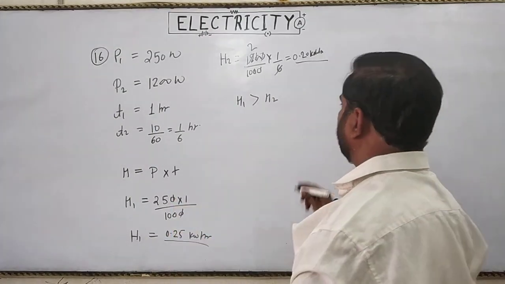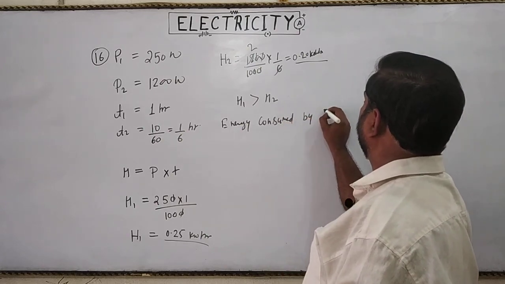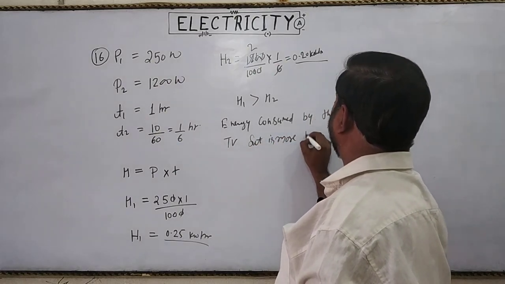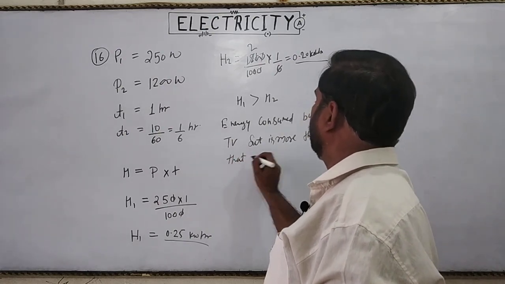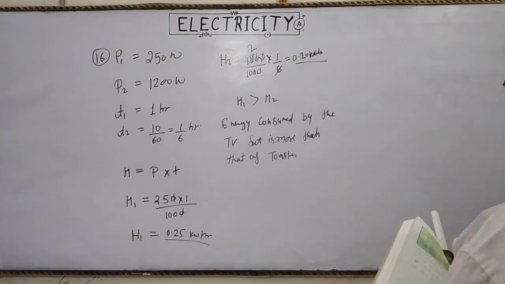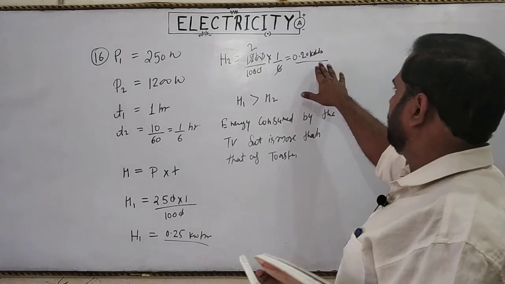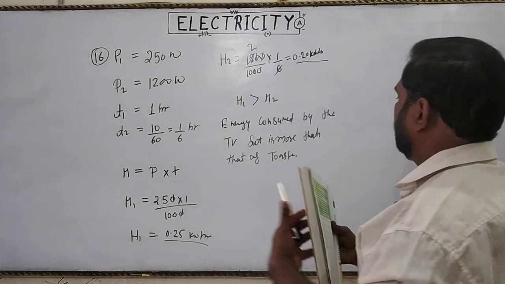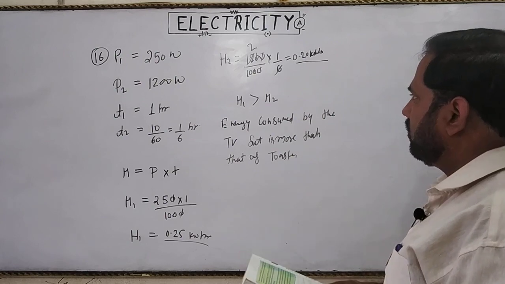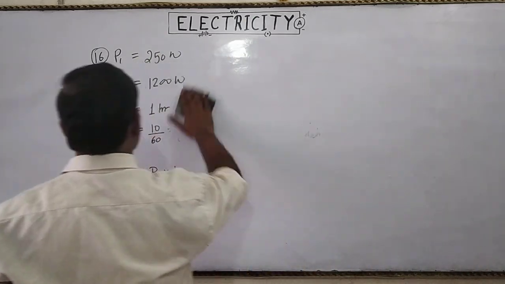So we can say energy consumed by the TV set is more than that of the toaster. The TV set consumes the energy of 0.25 kilowatt hour when it is used for 1 hour, and the toaster consumes the energy 0.20 kilowatt hour when it is used for 1/6 hour. So for this time period, heat energy produced by the TV set is more than that of the toaster. Now the 16th question is ended here. Note it down, and we come to our next question, question number 17.